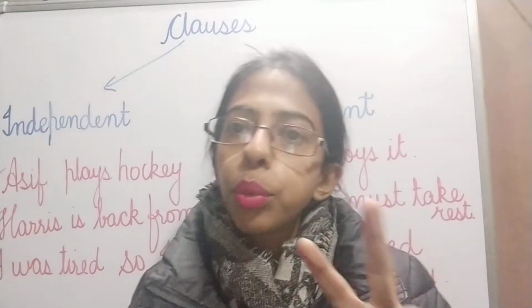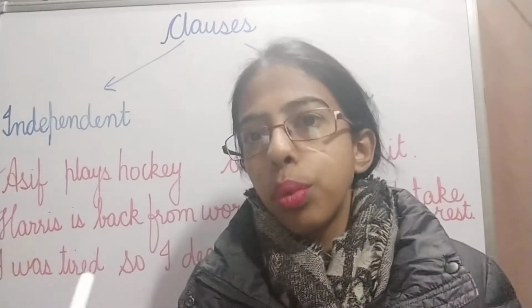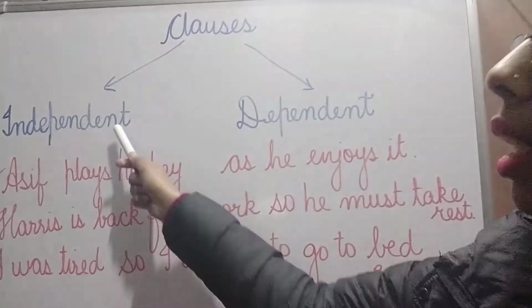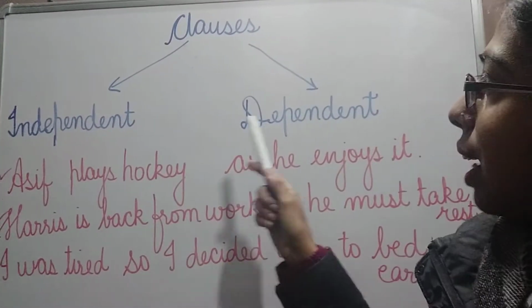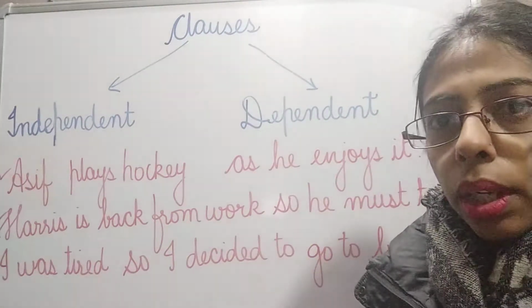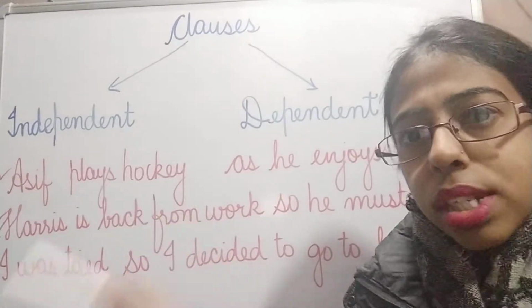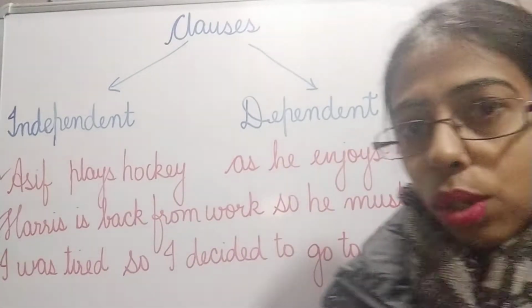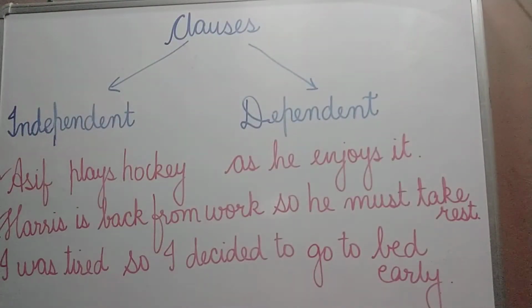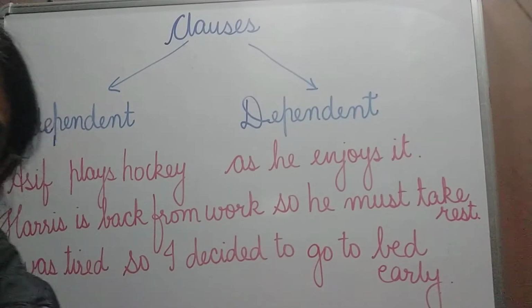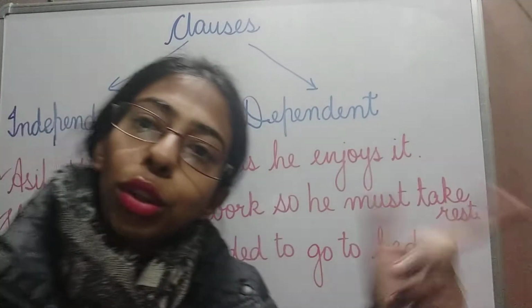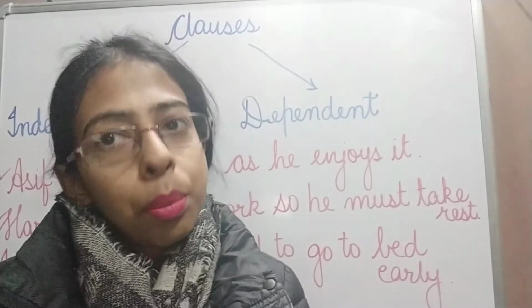Now, we have two types. You can divide clauses into two categories. One is independent clause, and second is dependent clause. Now, one thing is clear, one thing is sure: in an independent clause, subject and verb will be present, right? And in a dependent clause also, subject and verb will be present.